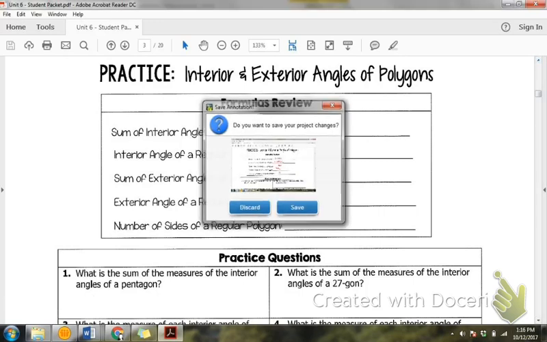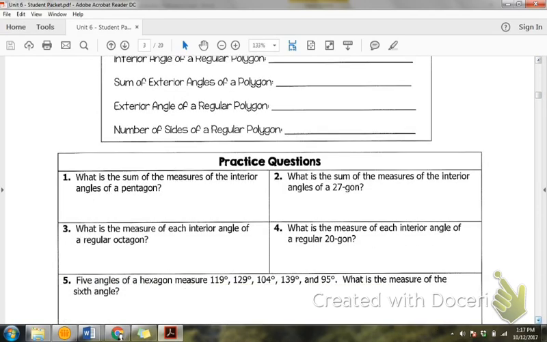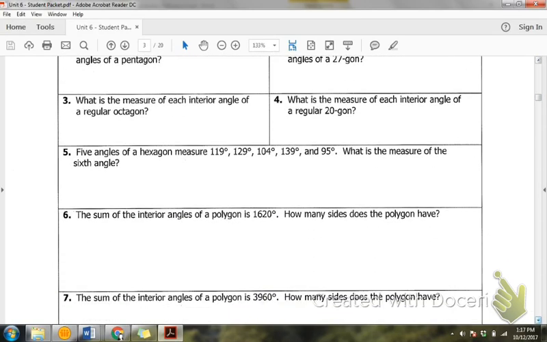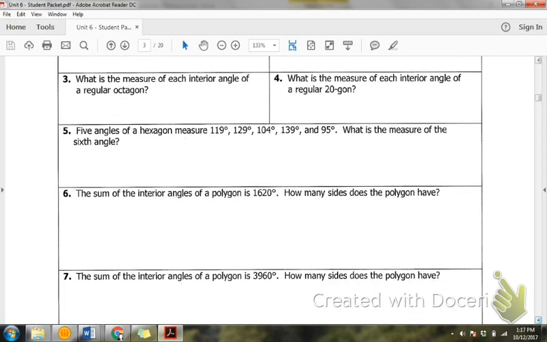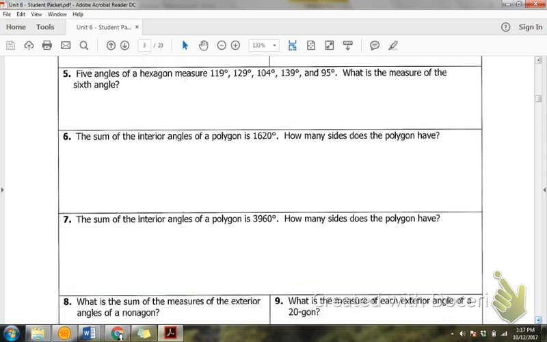Okay, let's try number 5. Number 5 says 5 angles of a hexagon measure these things. What is the measure of the 6th angle? The first thing we need to know is what? It doesn't say anything about exterior angles. Okay, think about this, guys.